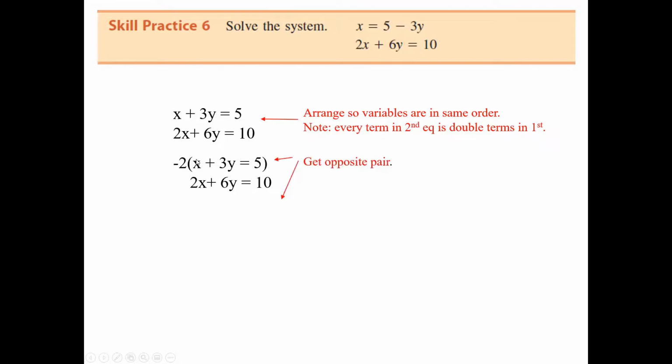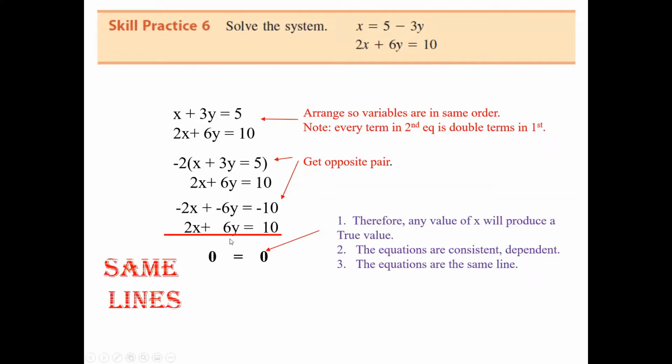Well, what's that going to happen? If we try to get an opposite pair, multiply this by -2, so the 6y and -6y would cancel, we would end up with this, and we end up with both opposite pairs. These two kill each other off, so we get a truth. So once again, they are the same lines. They are consistent because they do have intersections, but they are dependent because they are the same line.